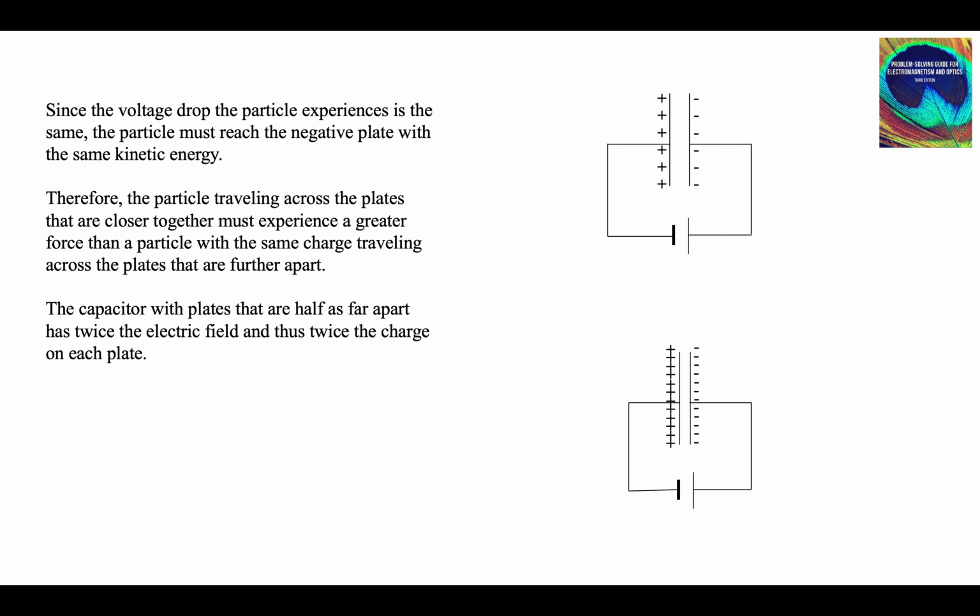This is how it looks. The charge on this plate is twice as big as the charge on that plate. So even though the area is the same, the capacitance is bigger because this capacitor will hold more charge for a given voltage. And this is consistent with the equation C is a constant times A over D. The smaller the D is, the bigger the capacitance.